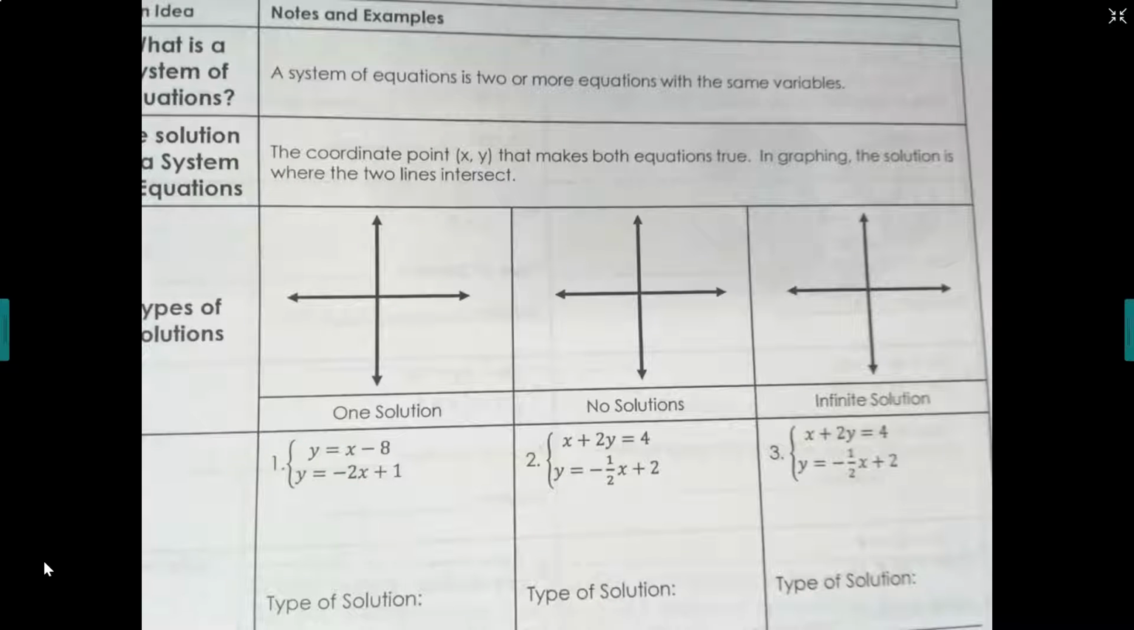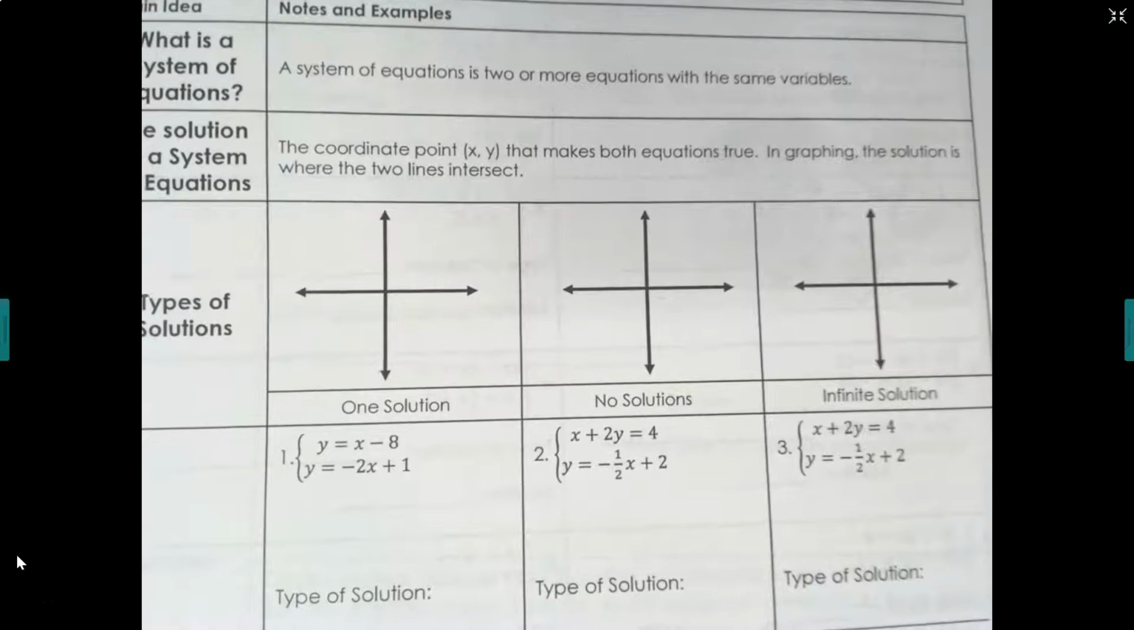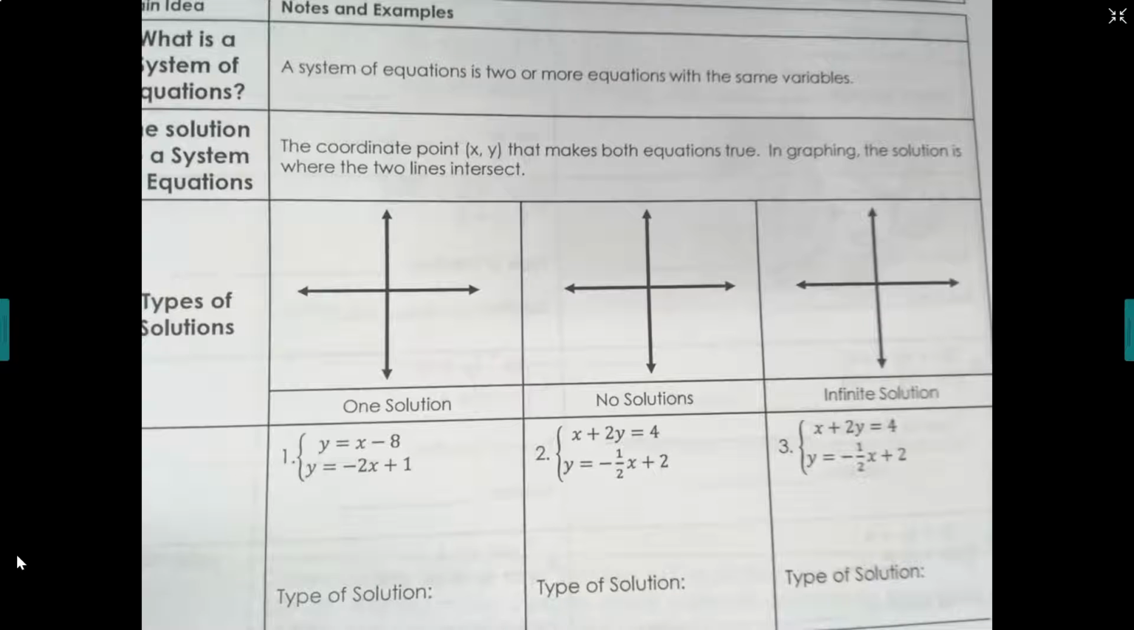Okay, what is a system of equations? A system of equations is two or more equations with the same variables. We could have a whole bunch of different equations, but we're going to limit ourselves to just two for our purposes in Algebra 1.